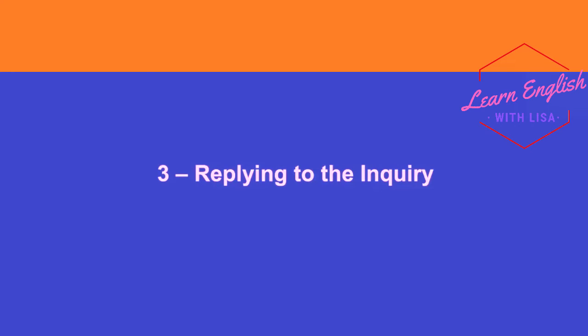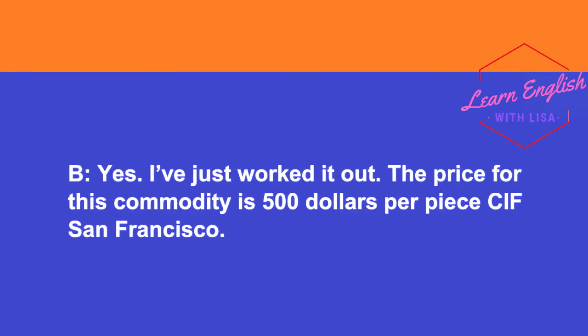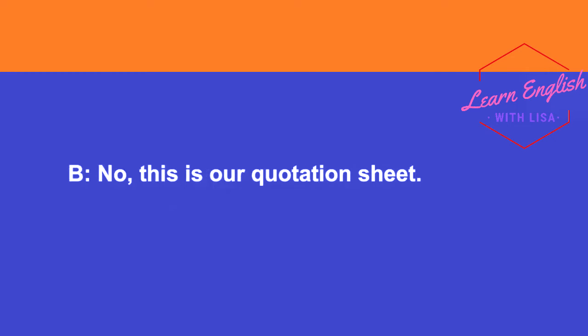Three. Replying to the inquiry. Dialogue 1. Are you ready to quote us? Yes, I've just worked it out. The price for this commodity is $500 per piece CIF San Francisco. Is this your FOB quotation? No, this is our quotation sheet.